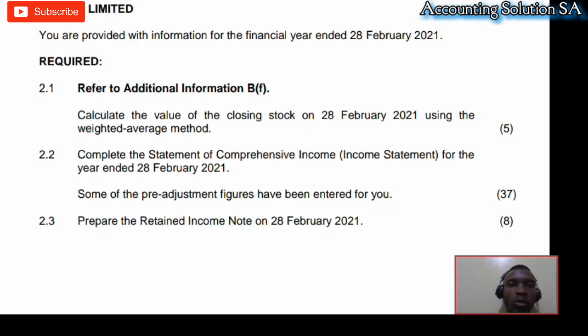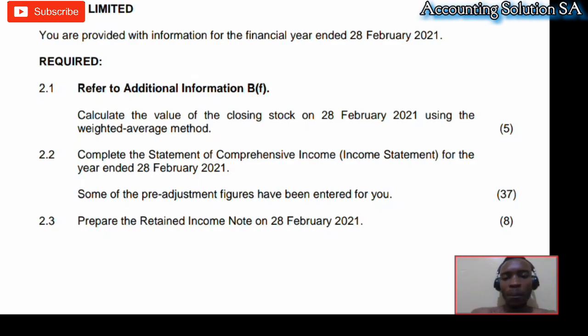Okay, number 2.3, we have to prepare a retained income note. Guys, I want to emphasize something about the retained income note. There are a lot of chocolate marks here. Why? Because remember, the profit for the year that you are going to calculate and include under retained income is coming from the income statement, which means that they know you might make one mistake under income statement and you won't be able to determine a correct profit for the year, which means that there's a chocolate mark.